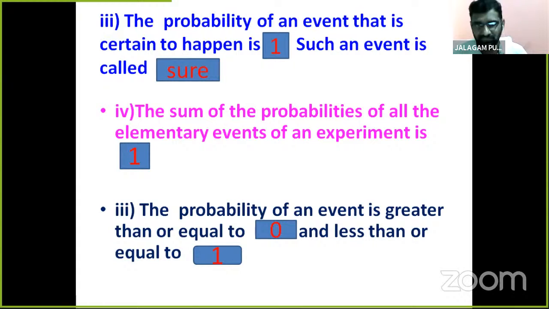Already we discussed. Once again, note down the point: 0 is less than or equal to probability of E, P of E less than or equal to 1. So the probability of an event is greater than or equal to 0 and less than or equal to 1. These are very, very important points. Please note down in your notebook. Okay, children? Right. Next.